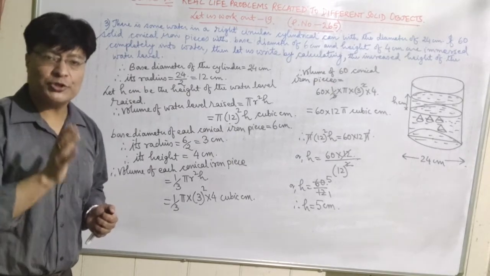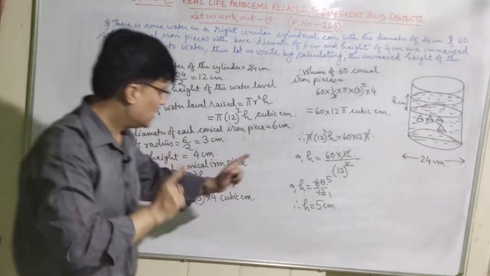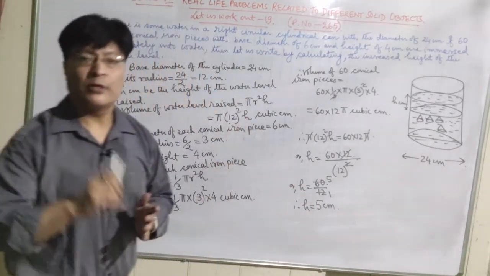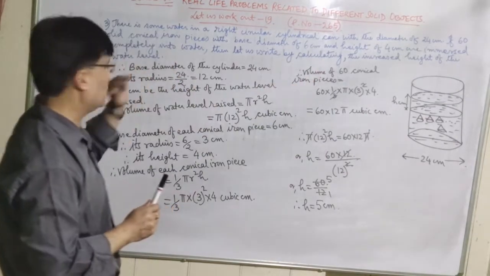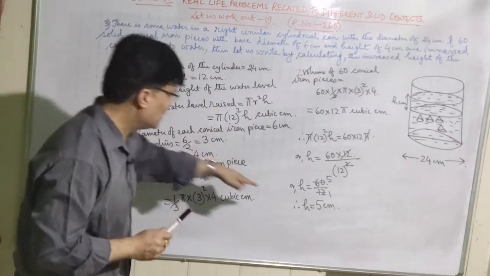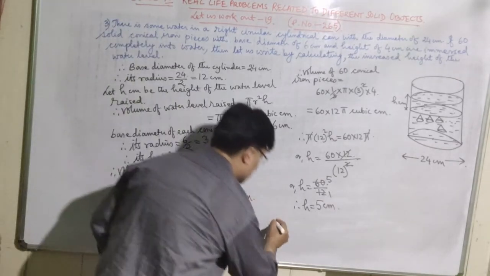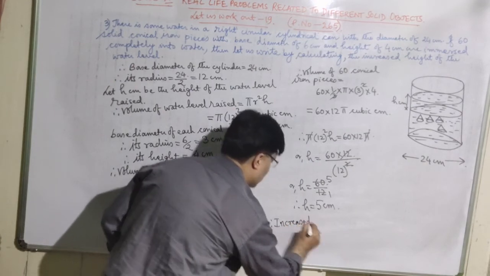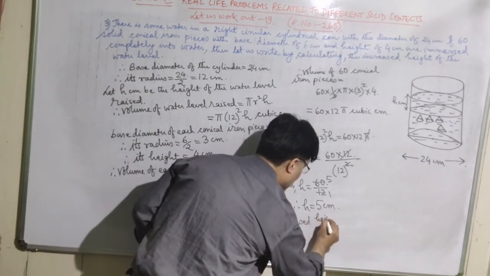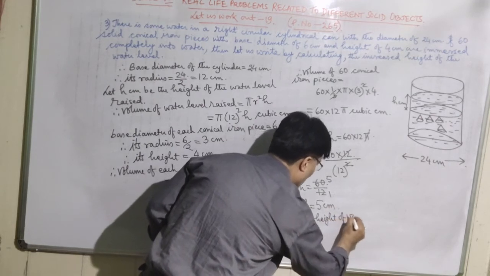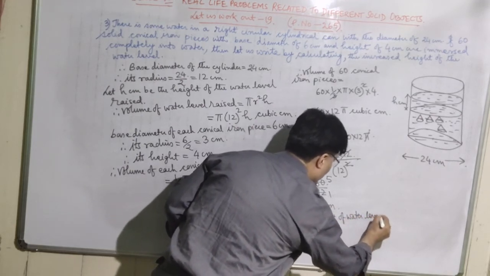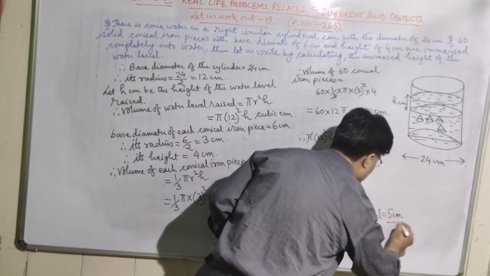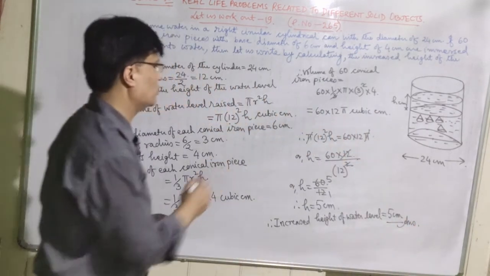So by how much will the water level be raised? By 5 centimeter. So what is the height of the water level raised? It is 5 centimeter. You have to find out the increased height of the water level, isn't it? What is the increased height of the water level? It is 5 centimeter. So let us write down the answer. Therefore, the increased height of the water level is equal to 5 centimeter. So this is the answer.